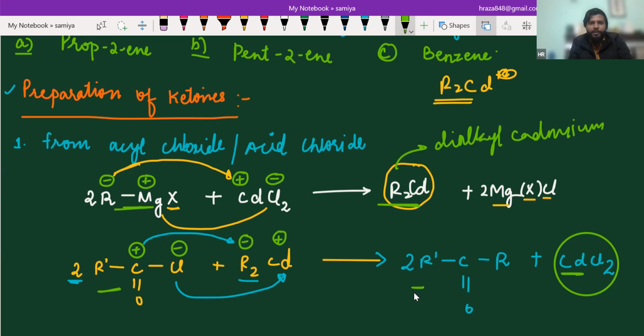Can you write a sentence about this? How are we going to prepare ketone from acyl chloride? First, we need Grignard reagent and cadmium chloride to form dialkyl cadmium, and then this dialkyl cadmium will react with acyl chloride or acid chloride to form ketone, and as a byproduct we will get cadmium chloride. Is that clear?